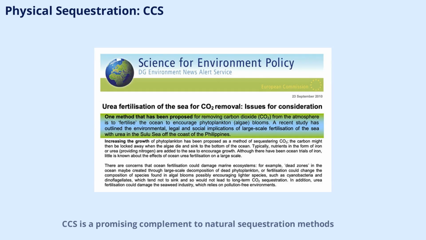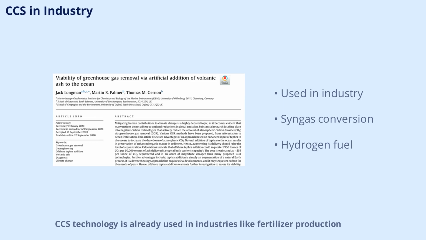CCS is a promising complement to natural sequestration methods. CCS technology is already used in industries like fertilizer production, chemical manufacturing, and power generation. The process starts by partially oxidizing fossil fuels to create syngas, which is then converted into CO2 and hydrogen. The CO2 is captured while the hydrogen can be used as a cleaner fuel. This approach shifts the energy carrier from carbon to hydrogen, reducing emissions before combustion even occurs.